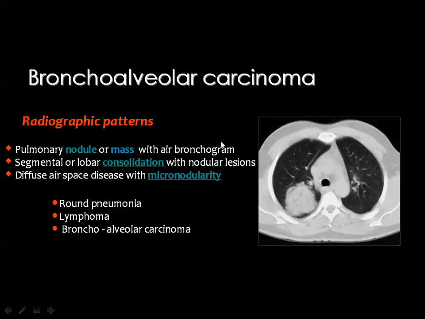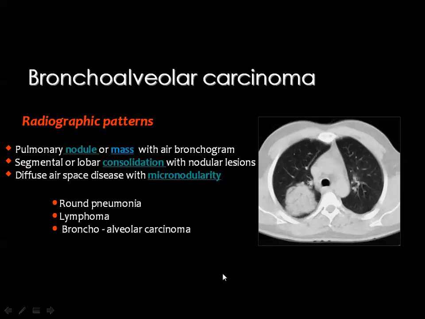The radiographic patterns of bronchoalveolar carcinoma include number one, pulmonary nodule or mass with internal air bronchogram. This is a very important appearance where you see a well-defined lesion with internal air bronchogram. This appearance has three differential diagnoses: round pneumonia, which is common in the pediatric age group, lymphoma, and bronchoalveolar carcinoma. Many times when you see this appearance, you cannot separate lymphoma from bronchoalveolar carcinoma unless you have a biopsy from this lesion.